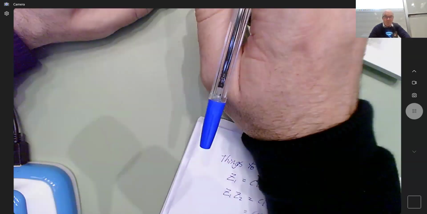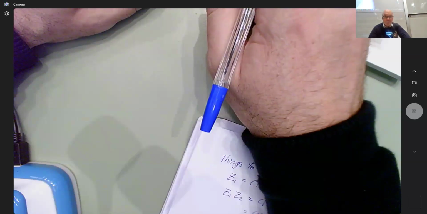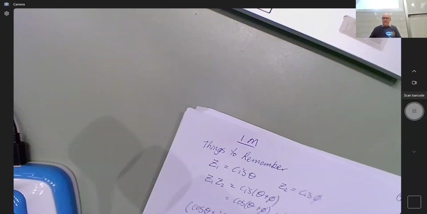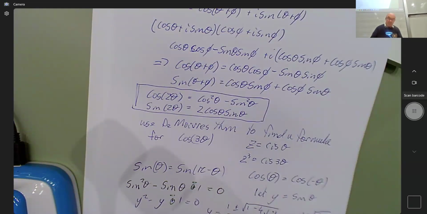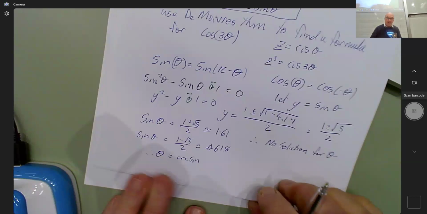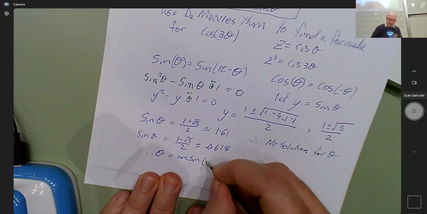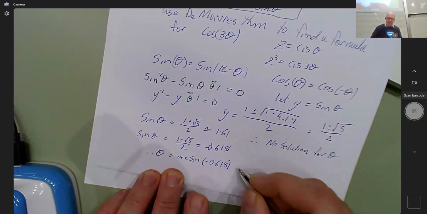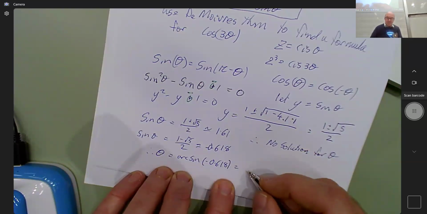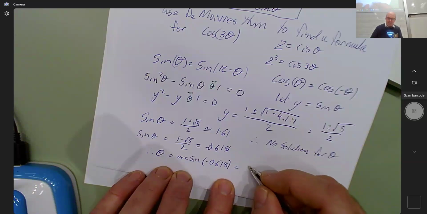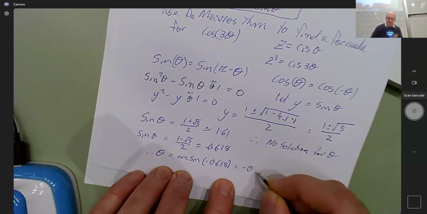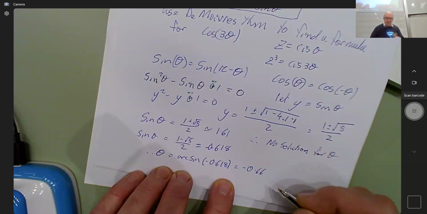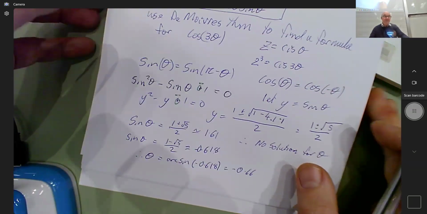Go to Zoom. Nope. Need to go to that one. Beautiful. Hopefully I've got this here. And so arc sine, oops, a little bit further up. Arc sine of minus 0.618. And I'm going to go with Excel telling me that that is about minus 0.66. I'm going to leave it there because I can't remember what the other digits were.